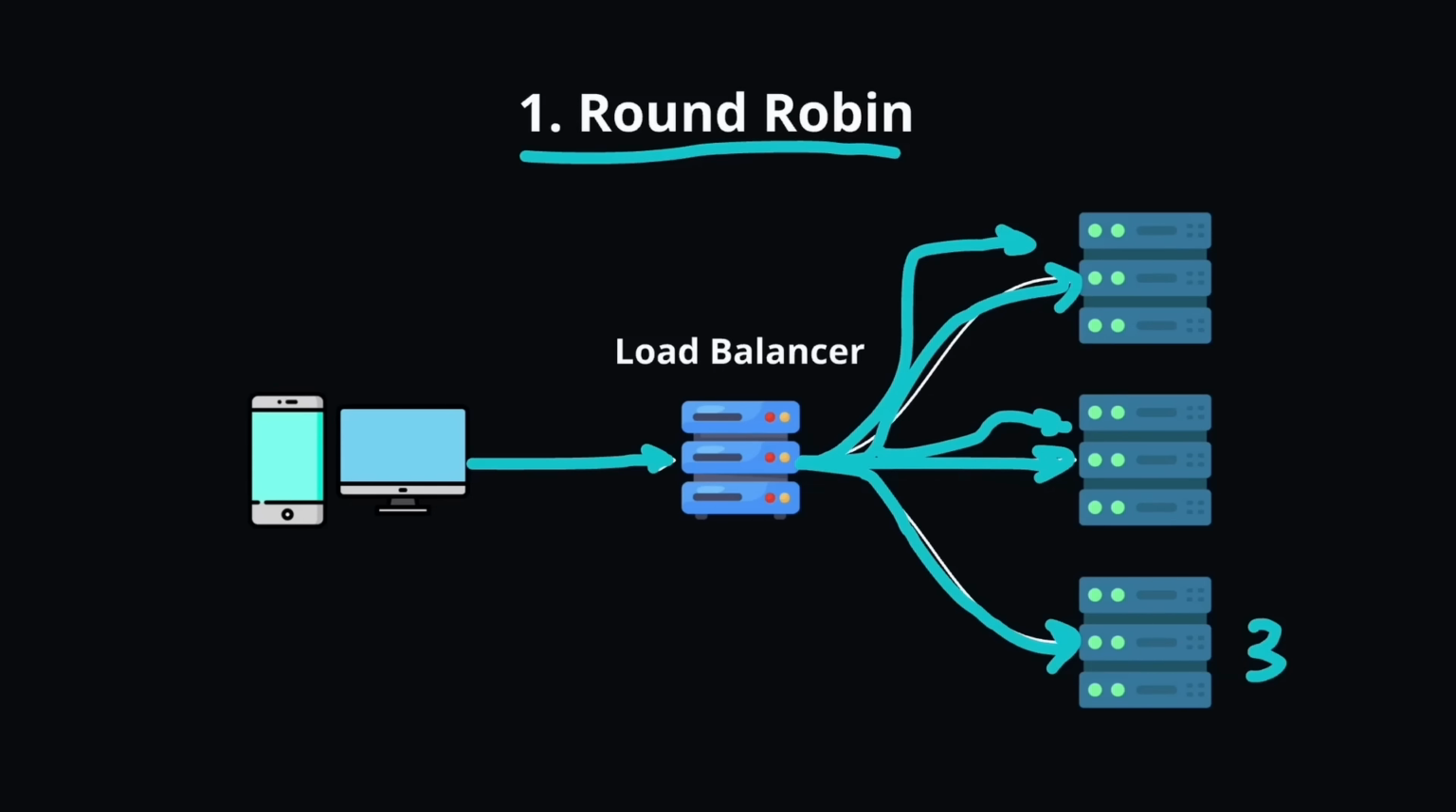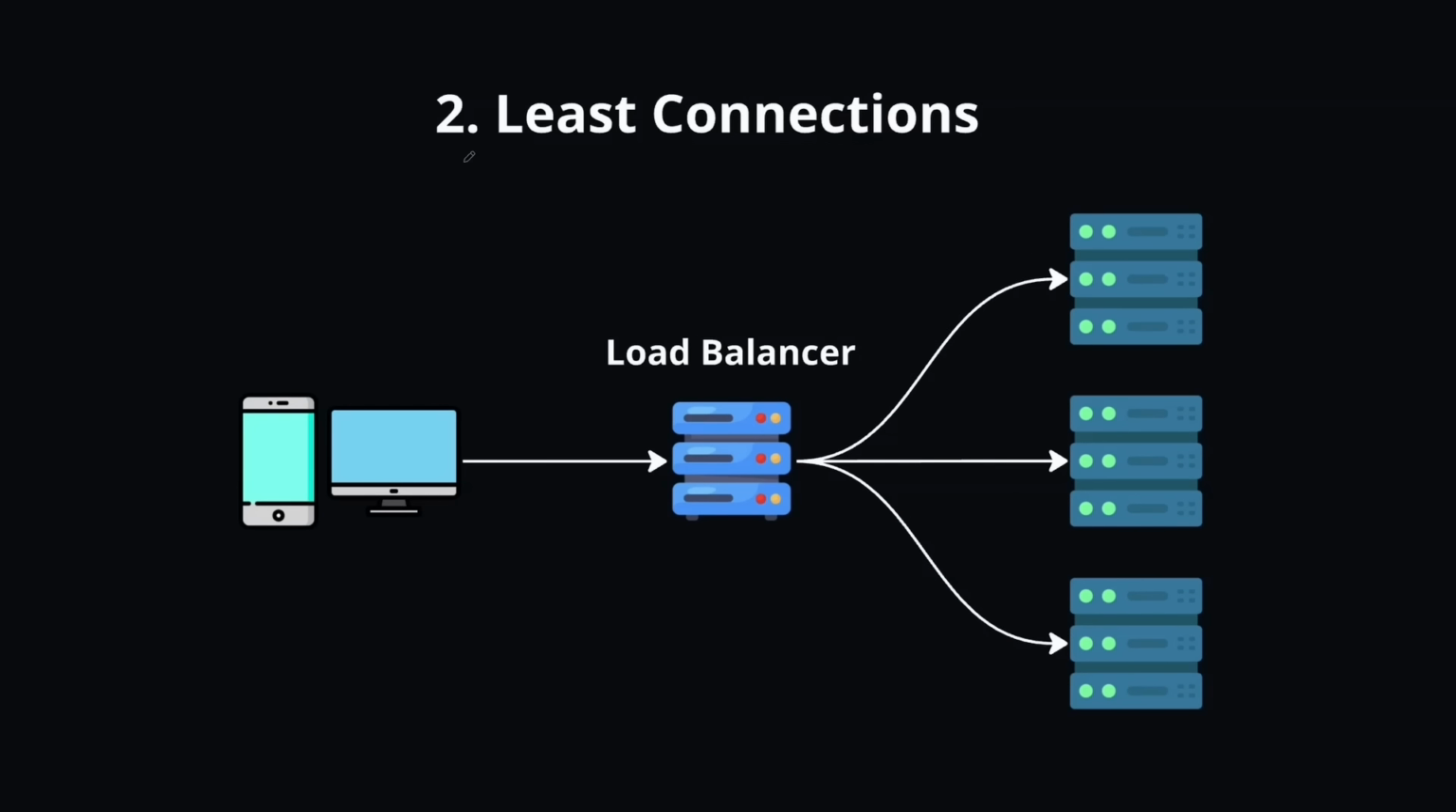This works well for servers with similar specifications, meaning if all of our 3 servers have the same capability, then round robin will be a good choice here. Next option is the least connections algorithm. It directs traffic to the server with the fewest active connections.